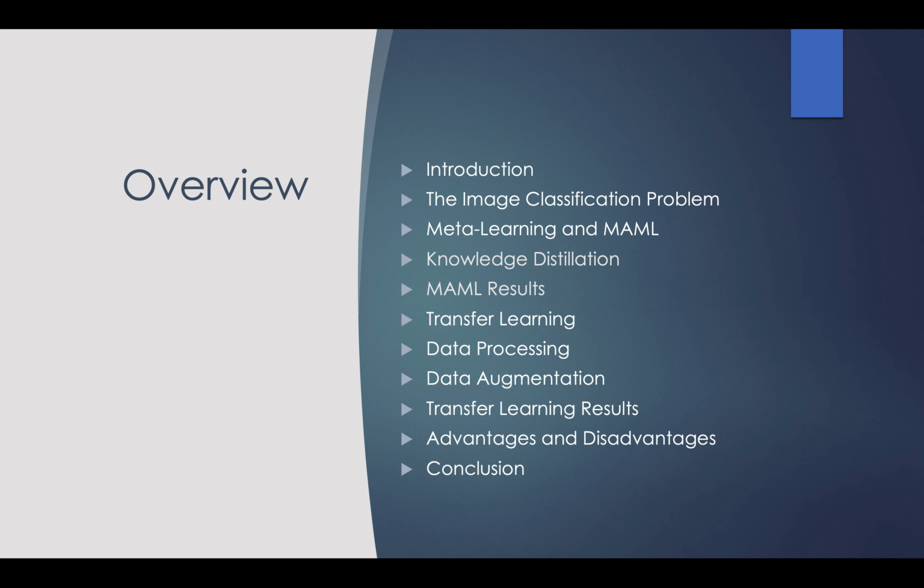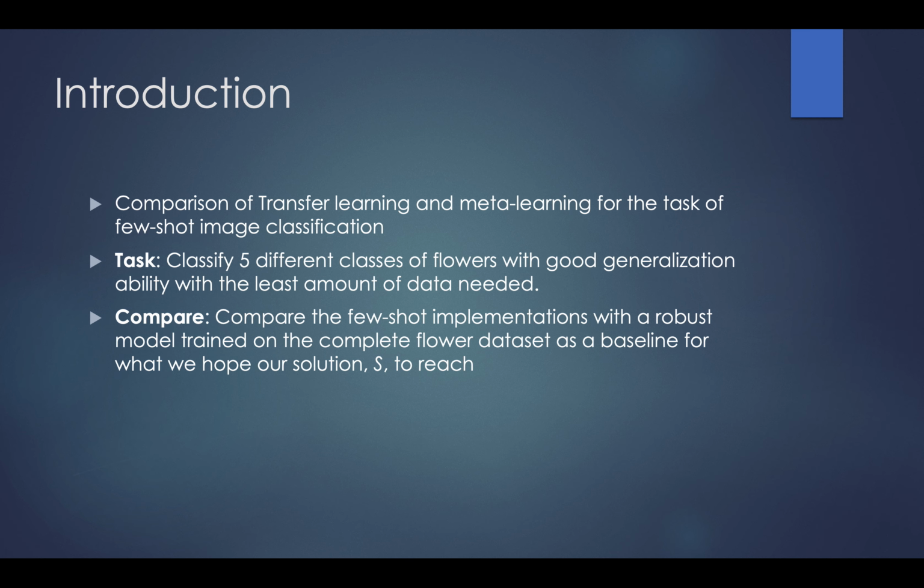So basically, this project is all about comparing transfer learning and meta learning for the task of few-shot image classification. We want to classify 5 different classes of flowers with good generalization ability with the least amount of data needed. And again, we want to compare the few-shot implementations with a robust model trained on the complete flower dataset as a baseline for what we hope our solution to reach.